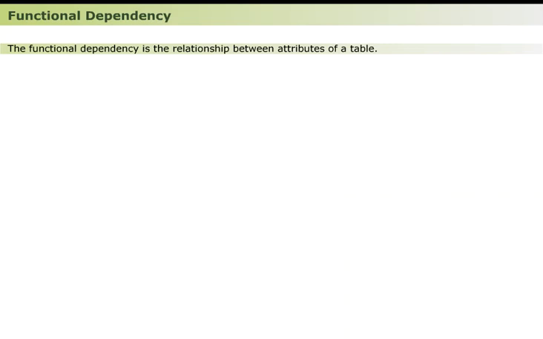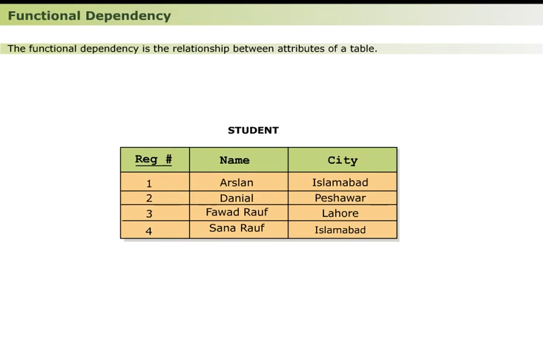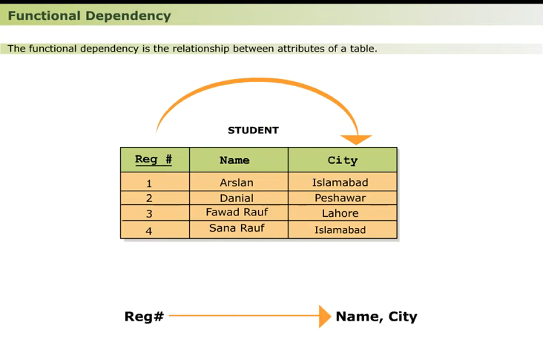For example, consider the table student as shown. Look carefully. The value of attribute name could be determined by knowing the value of attribute registration number. Similarly, knowing the registration number of a student, the value of attribute city could also be determined. This is shown graphically as.